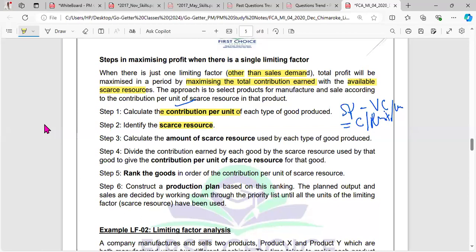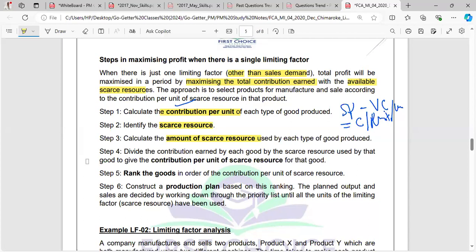Then calculate the amount of scarce resources used by each type of goods produced. So now let's say you have materials like flour, egg, and butter, and you have identified that material flour is the scarce resource. Or let's say we say material egg is the scarce resource. Identify that scarce resource as egg.